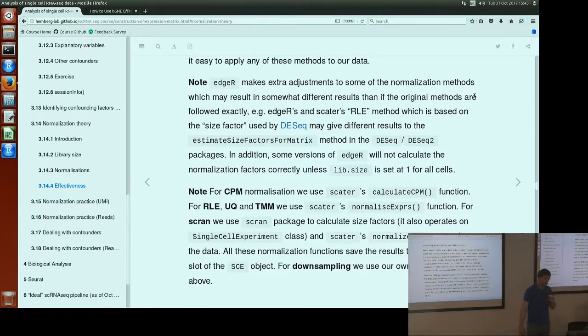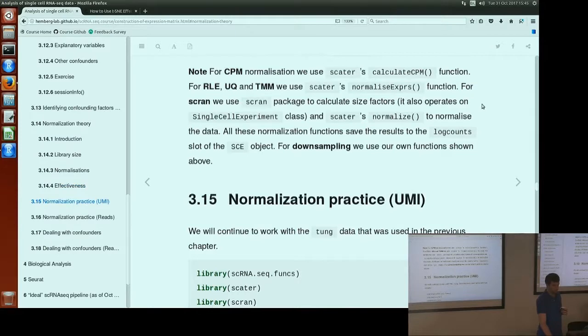There are some slight differences between them. I don't think that's particularly interesting for general use, but if you're worried about the technical differences between implementations in edgeR, scater, and other published work, then we can always chat about that.